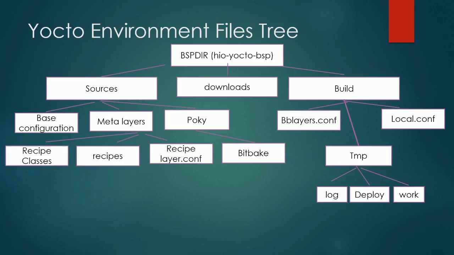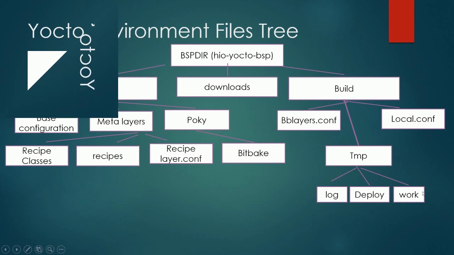This is a Yocto environment file tree. So in the top level, we're going to have the IO Yocto BSP. After that, we have sources, download, and build. In storage, we have the base configuration for the BSP layer and local config. After that, we have meta layers, which contain all the recipes and recipe configurations. And we have Poky, which has BitBake, the compiler for Yocto. After we have BitBake, we're gonna create a temp folder. And inside the temp folder, we're gonna have log, deploy, and the work.